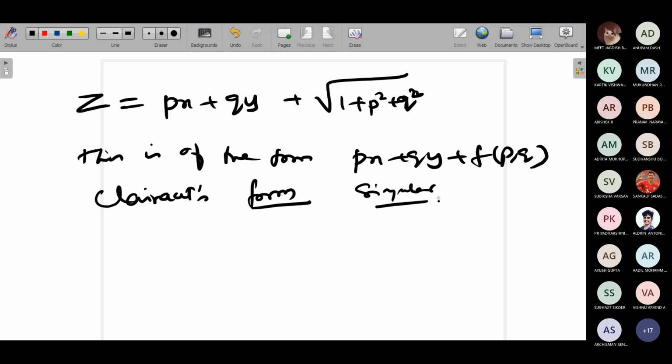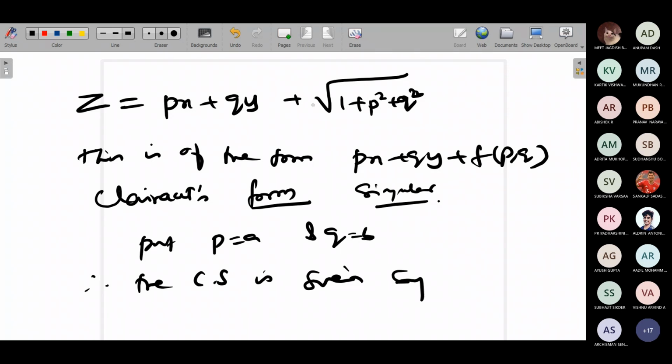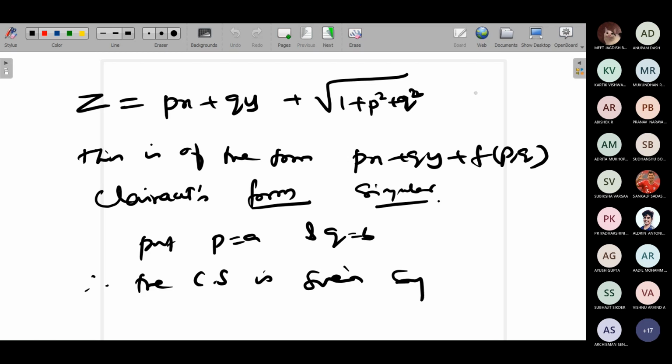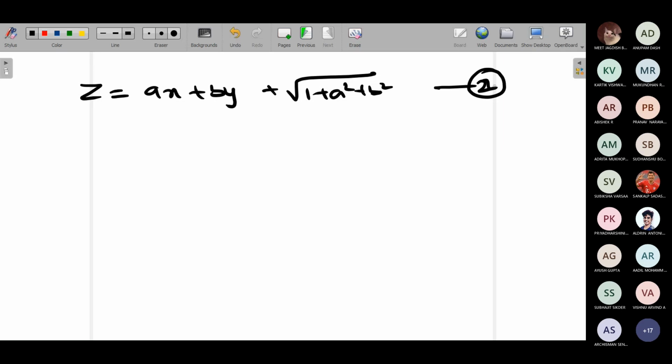Okay. If it is type 2, put p equal to a and q equal to b to obtain the complete solution. Therefore, the complete solution is z is equal to ax plus by plus root of 1 plus a square plus b square. Take the given equation as equation number 1, and take this as equation number 2.